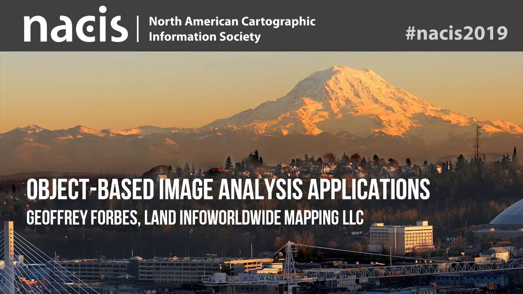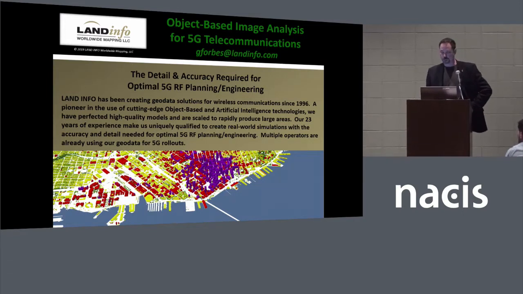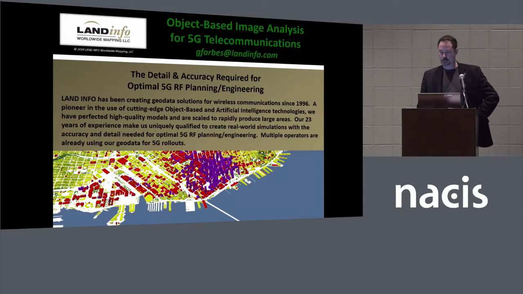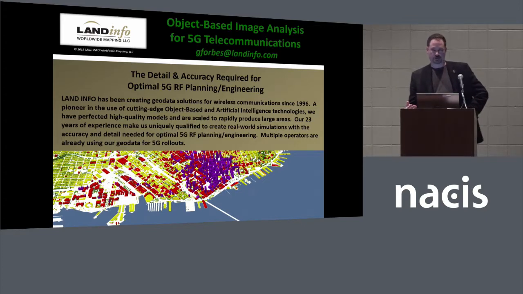All right, so object-based image analysis for 5G telecommunications. The first question you might ask is, what is 5G? 5G is the 5th generation of cellular networks. It's set to be as much as 100 times faster than the current 4th generation cellular technology, with speeds of up to 100 gigabits per second. It also will be fixing bandwidth issues.